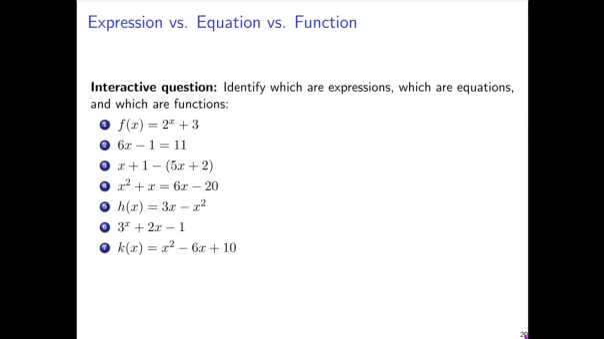So this is the interactive question. Be sure to go answer this thoroughly and online. Identify which of these, so all 7 of these samples that are written down are in notation form, but which are expressions, which are equations, and which are functions.